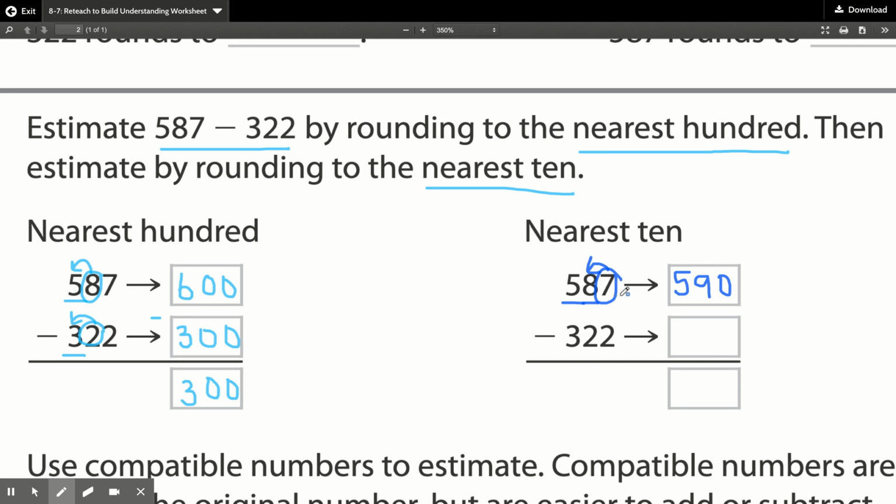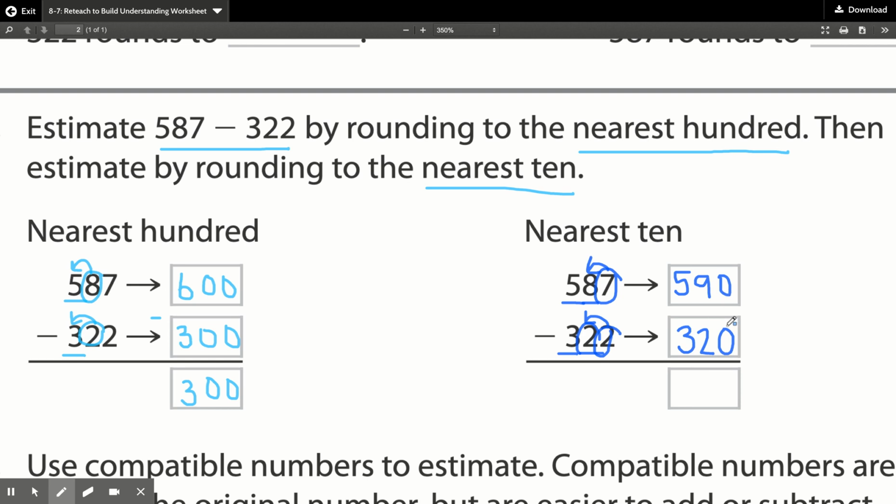And that's why I circled my back number, to remind me that this number is a 0, and any numbers behind that would be a 0. 322 rounded to the nearest 10. I'm going to underline my 10 spot, and I'm going to look next door at my 2. My 2 is going to tell my other 2 to what? Let it rest. So my 3 is going to stay a 3. My 2 is going to stay a 2. And my other 2 turns into a 0.